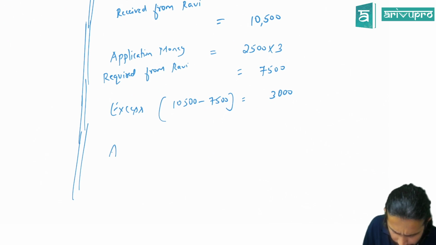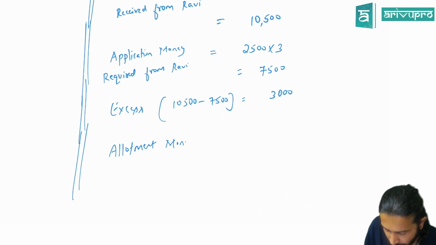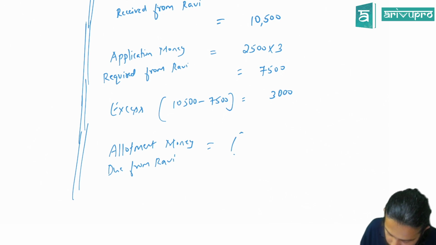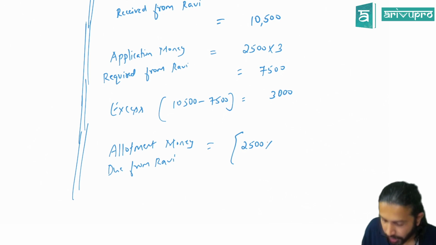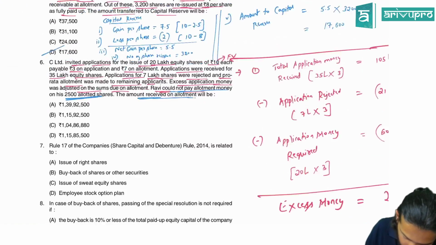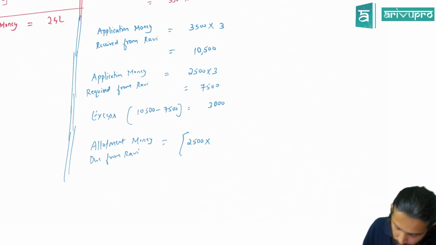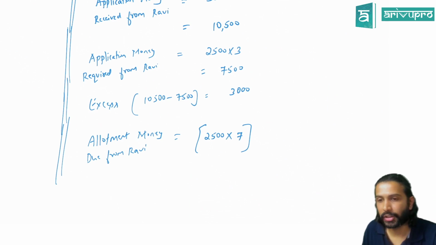Now, can you also tell me what is the allotment money due? Allotment money due from Ravi. We'll do the Ravi calculation here only. How much is allotment money due from Ravi? Ravi has been allotted 2,500 shares. Application money is 3 rupees. Allotment money, I think they told 7 rupees here. So on one share, allotment money required is 7 rupees.